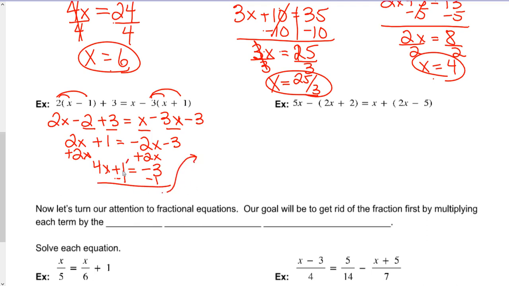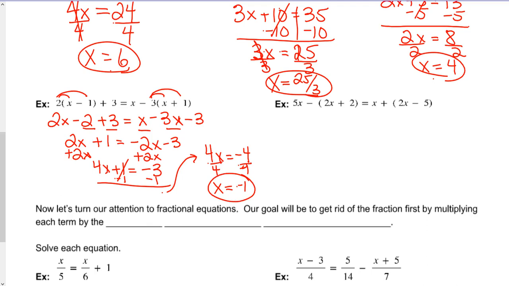I'm going to bring that up here. On the left side, this goes away, so I'm left with 4x equals negative 3 minus 1 is a negative 4. Divide by the number next to the letter. Excuse me, that should be a positive 4. It looks like a negative 4. Therefore, negative 4 divided by 4 is a negative 1. And that's going to be my final answer there.